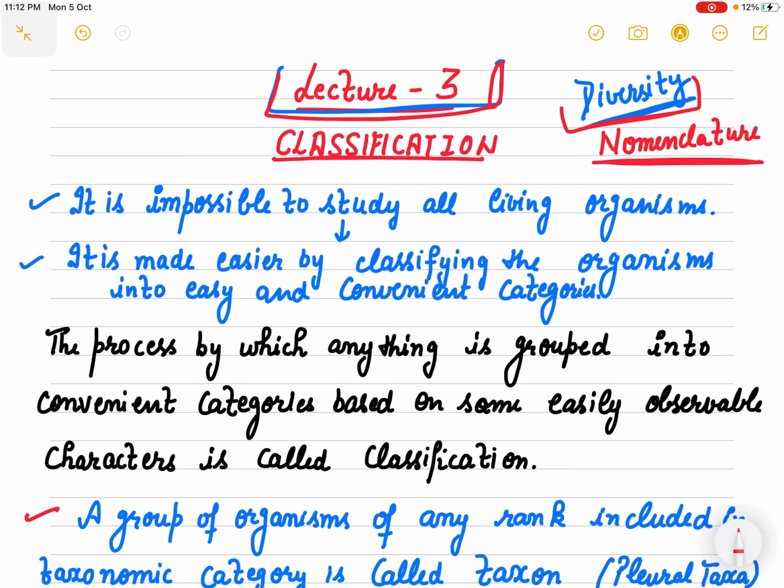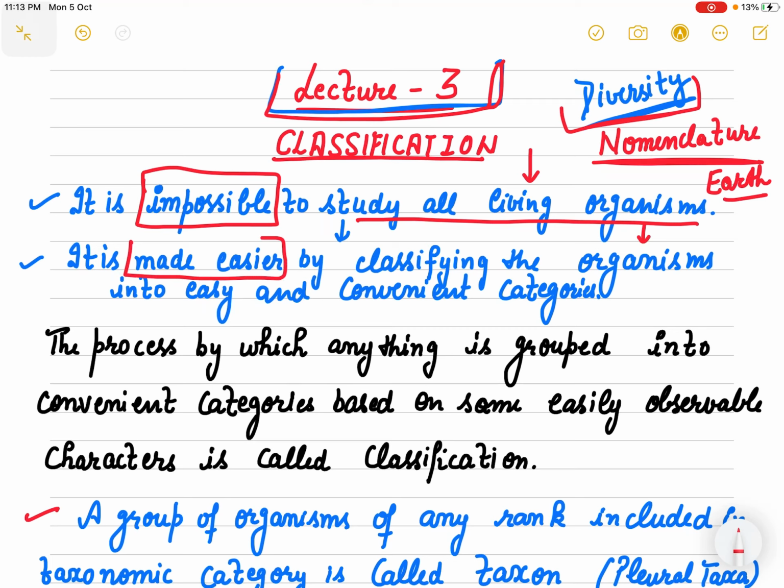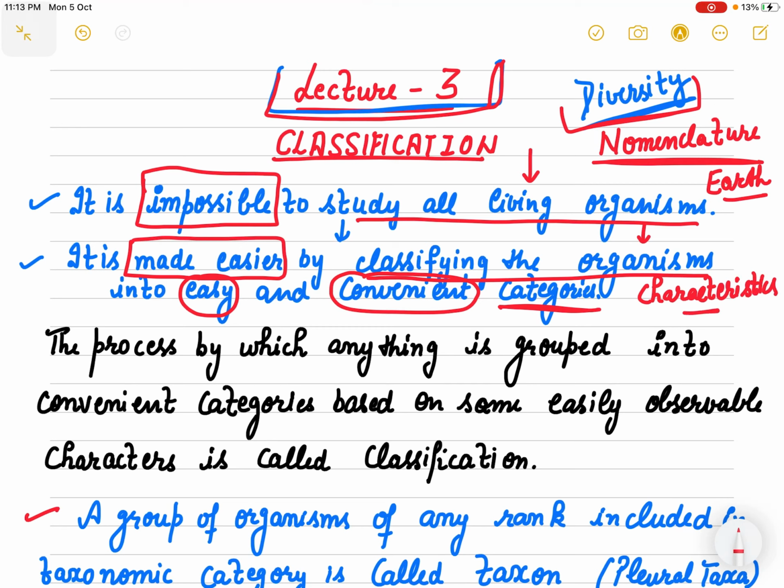Because see, there are lots of organisms, but is it possible to study all the living organisms which are present on the earth? You people think and tell me, no. It is not possible, right? That we have knowledge of each and every living organism. But yes, when so many living organisms are present, the study can be made easier by classifying the organisms into easy and convenient categories, right? Means we can classify them according to the different characteristics they have so that we can study them easily.